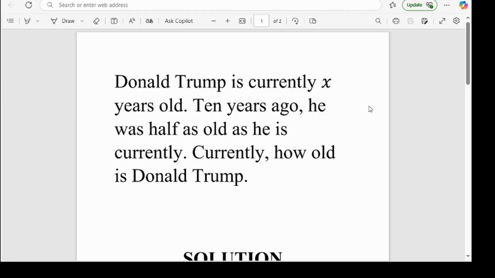Donald Trump is currently 8 years old. 10 years ago, he was half as old as he is currently. Currently, how old is Donald Trump?